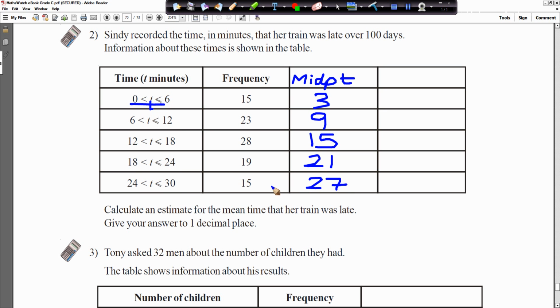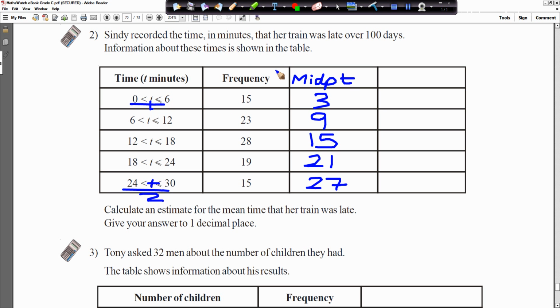27. If you want to work out the mid value mechanically, what we do is add up the values and divide by 2. If you want to work it out mathematically, that's the correct way of doing it. If you can just see it, you can just see it, yeah? You happy with that? So we've got our midpoints.